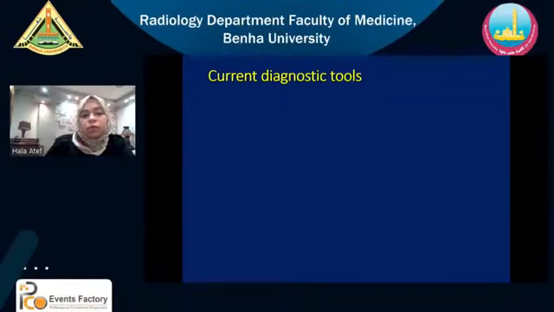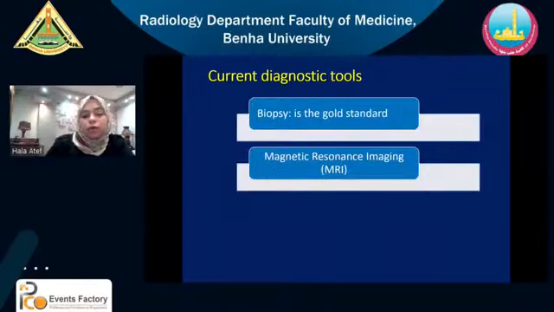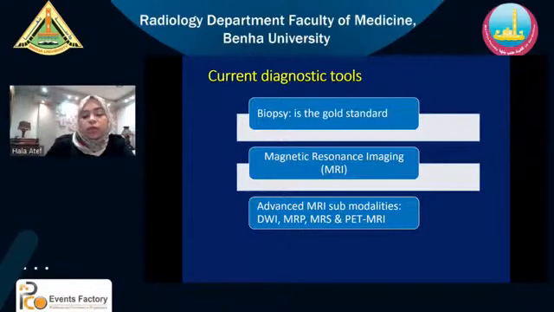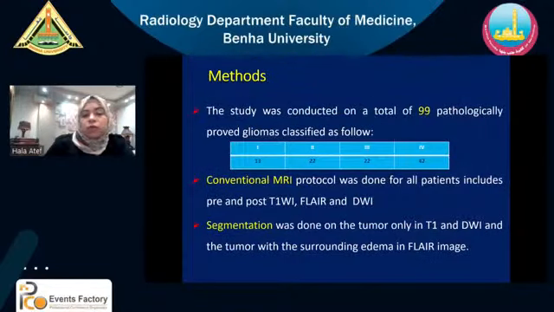The current diagnostic tools include biopsy, which is the gold standard, MRI, and advanced MRI submodalities such as diffusion, perfusion, spectroscopy, and PET MRI. The study was conducted on a total of 99 pathologically proven gliomas classified as follows: 13 patients with grade 1, 22 patients with grade 2, 22 patients with grade 3, and 42 patients with grade 4.